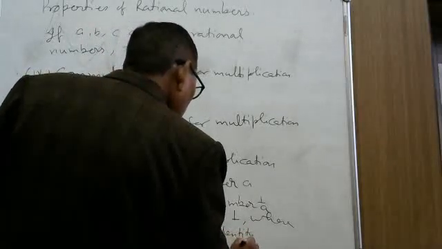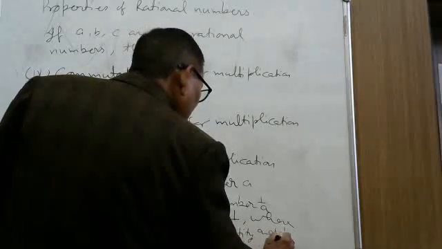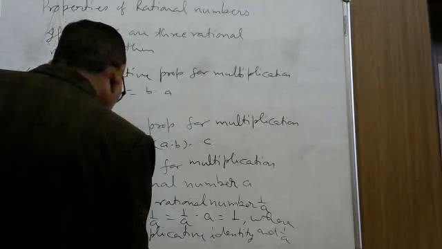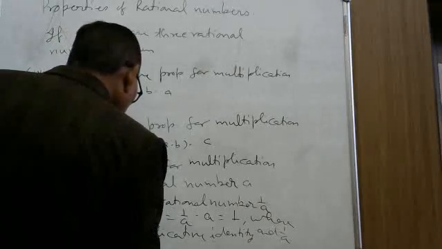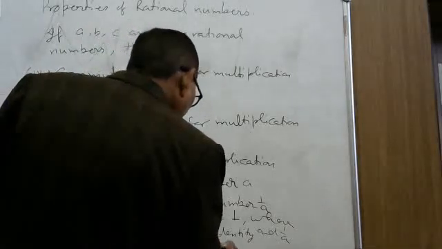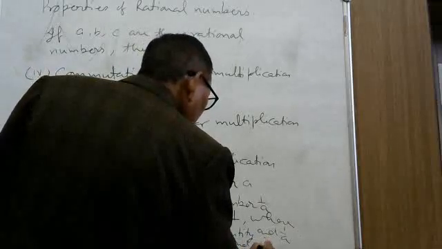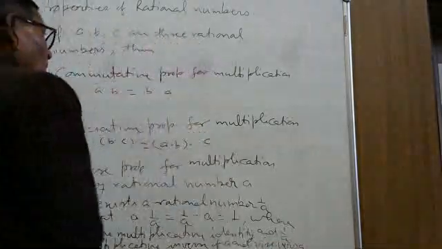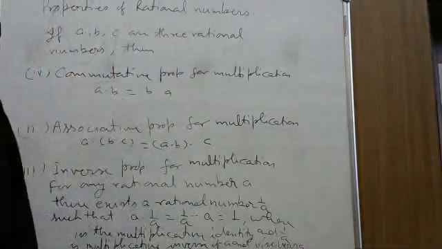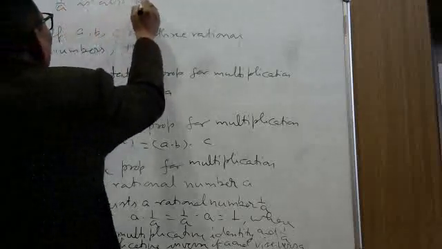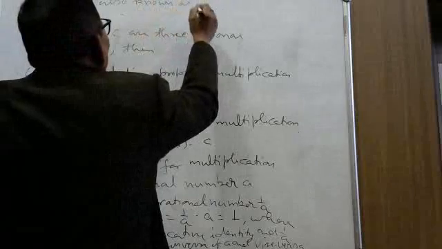And 1 upon A is the multiplicative inverse of A and vice versa. 1 upon A is also known as the reciprocal of A.